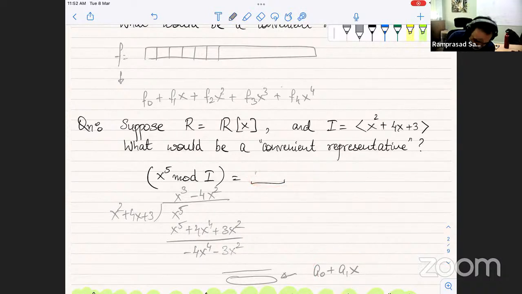So in some sense, what you're putting here is a remainder when x power 5 is divided by whatever is this polynomial, x squared plus 4x plus 3.